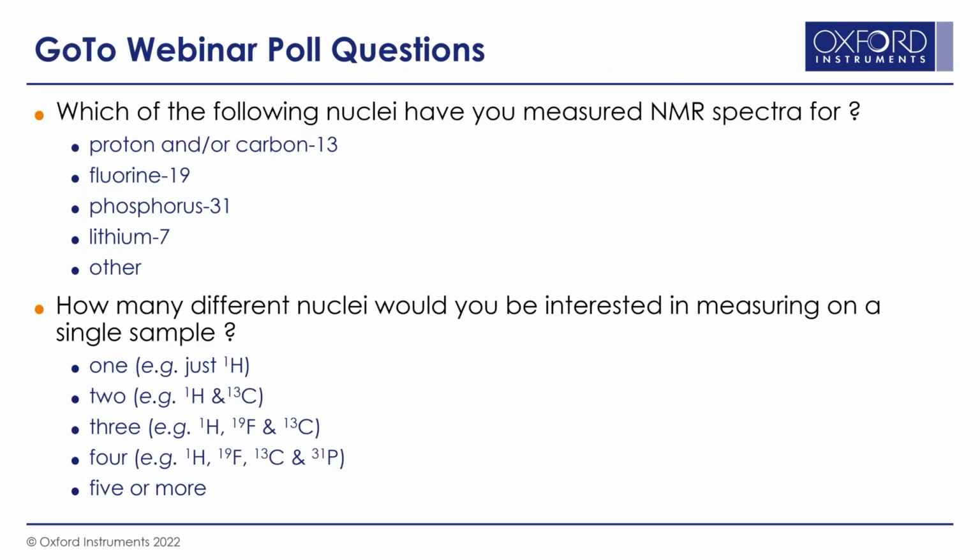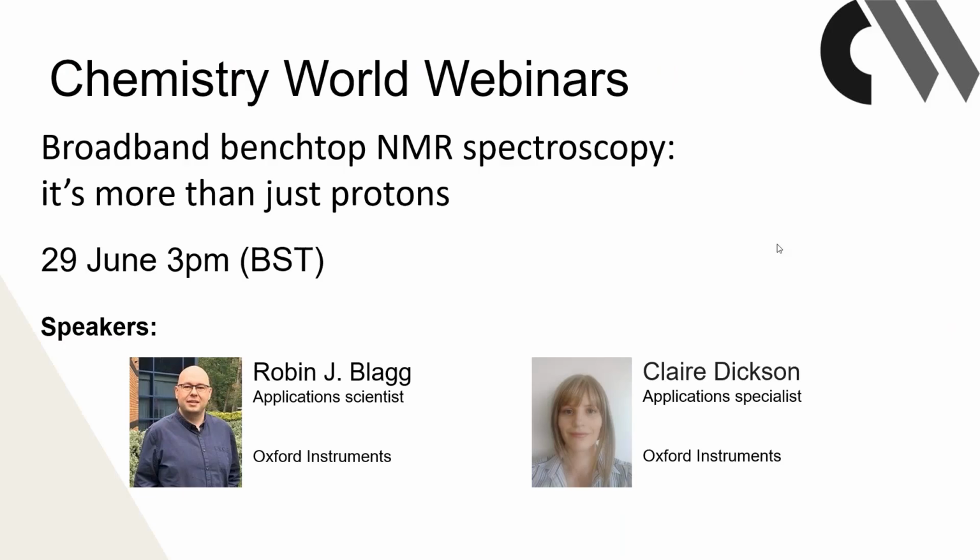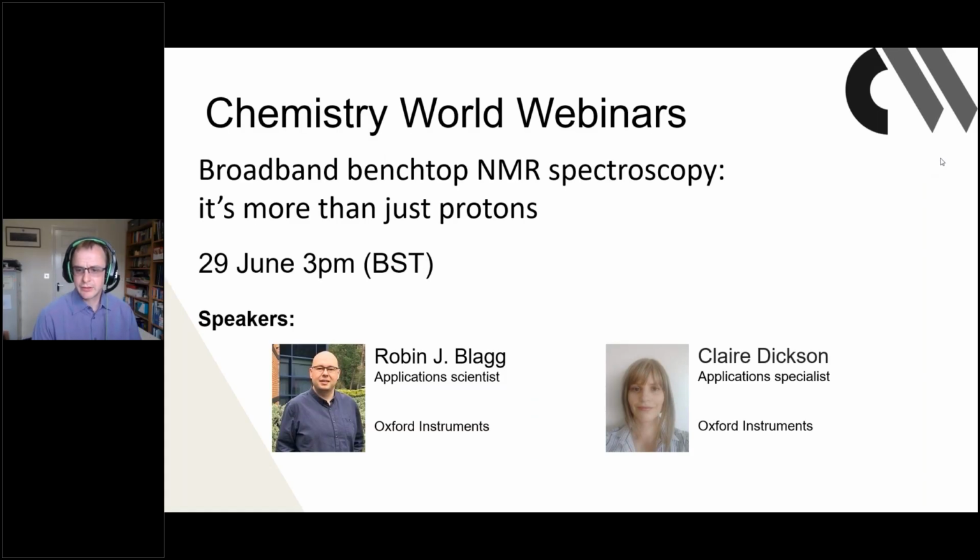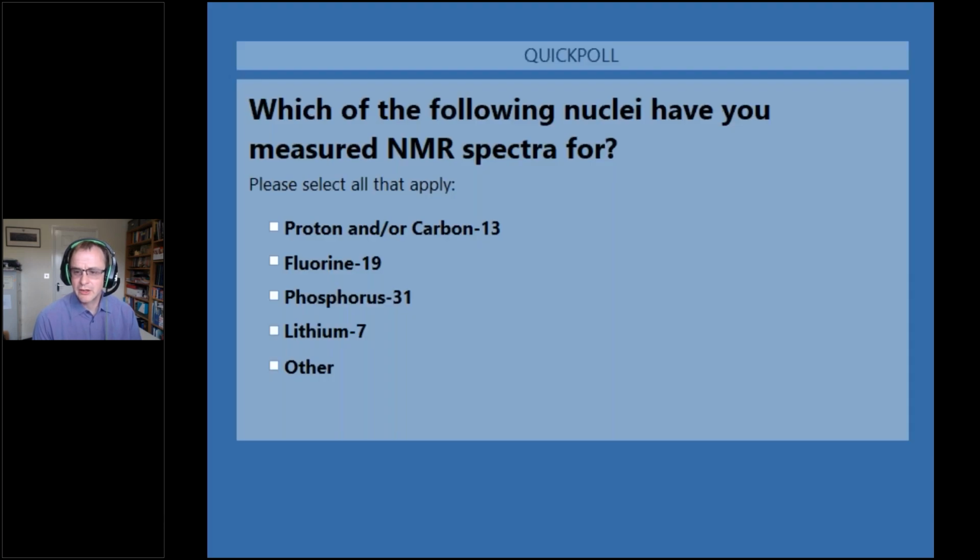We'd like to start off by asking you a couple of questions, so I'll just hand back to Philip to bring up the poll. Okay, so as Claire said, we're going to have a couple of polls just now, so I'll ask Chris to just launch that one. The first question that we're asking is, which of the following nuclei have you previously measured NMR spectra for? You can select multiple options, so select all of the ones that apply to you. We've got proton and or carbon 13, fluorine 19, phosphorus 31, lithium 7, or something else. So as I say, select any and all that apply to you.